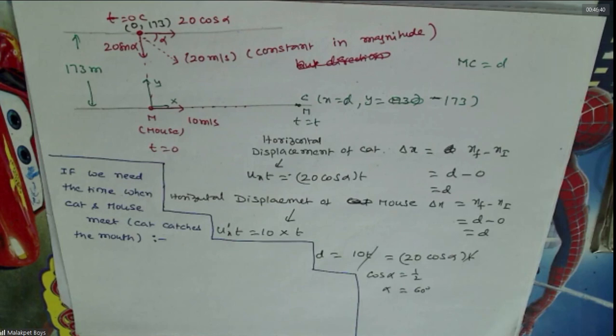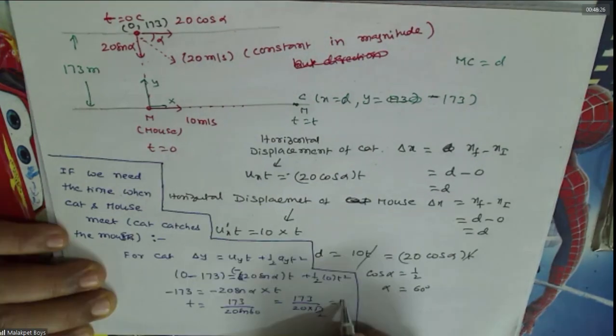It is 173 by 20. 173 by this is 10 root 3. What is root 3? Remember? 1.732. That means 173 by 17.3, so this is around 1730 by 173. Around 10 you will get. Great. That means the cat will catch the mouse after 10 seconds. Do you agree with this?